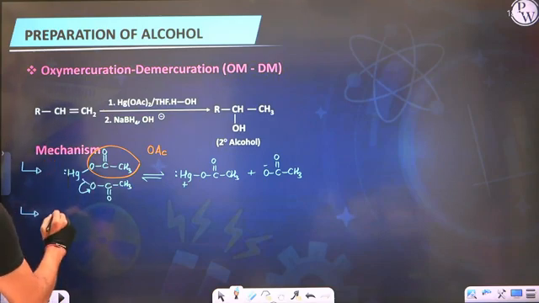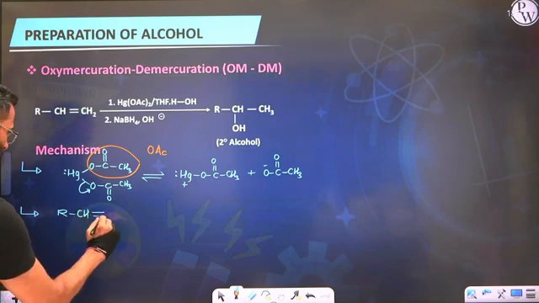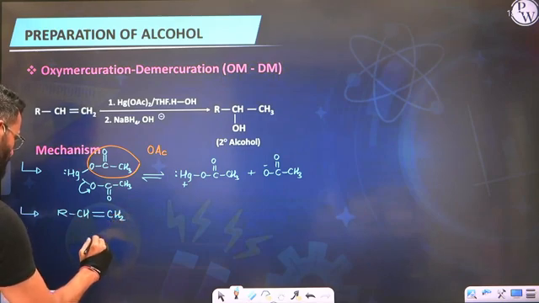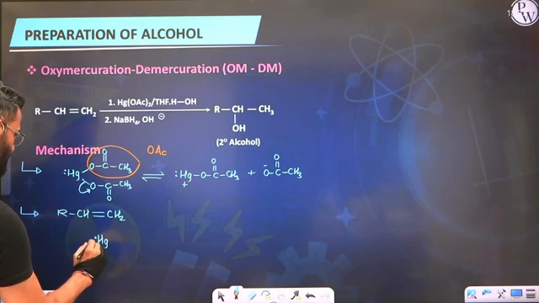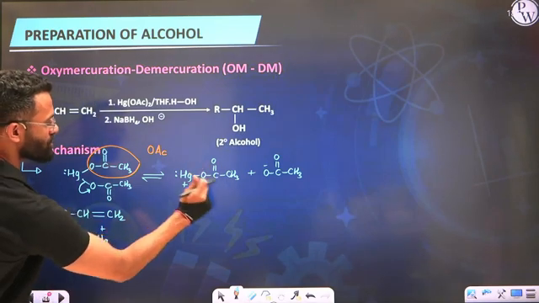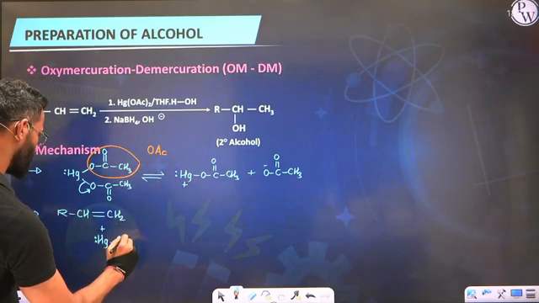I'm taking this alkene, R-CH=CH2, and what we have here is Hg, an electron pair but electrophilic. Now this OCOCH3, I'm writing it as OAc for simplification.